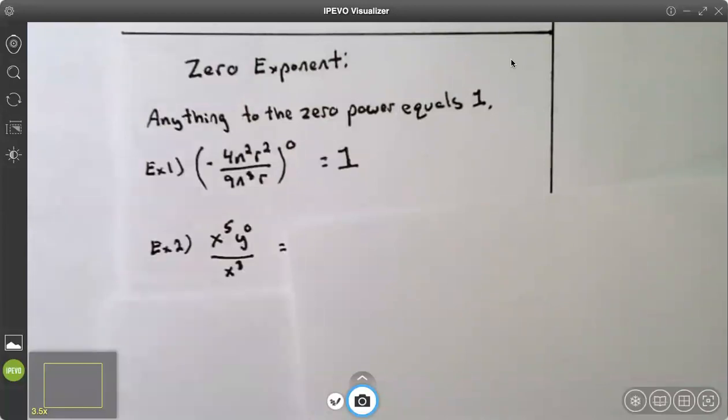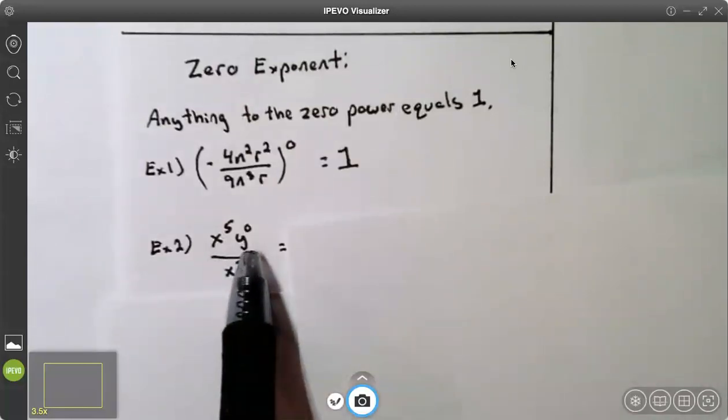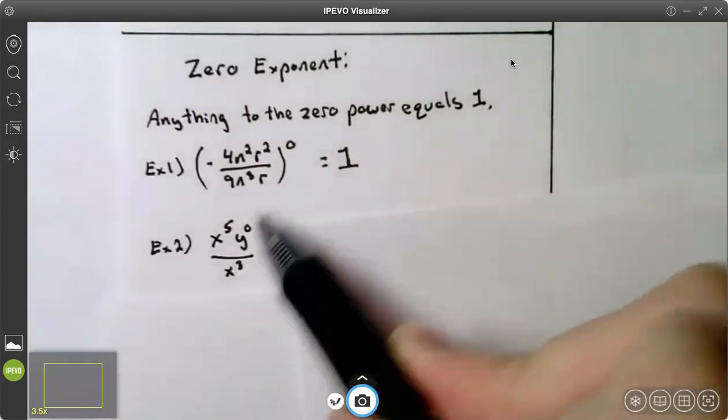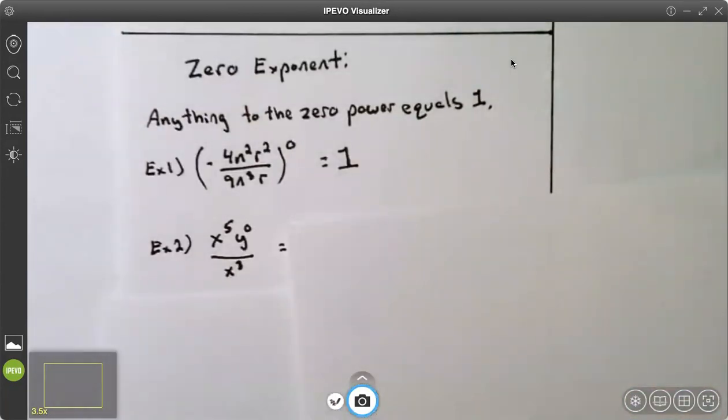On example 2, I have x to the 5th, y to the 0 over x cubed. The y to the 0 equals 1, and 1 times x to the 5th is just x to the 5th. So basically, I ignore the y to the 0 power. I could mark it out if I wanted to, and just concentrate on the x's. 5 minus 3 is 2. The answer is x squared.